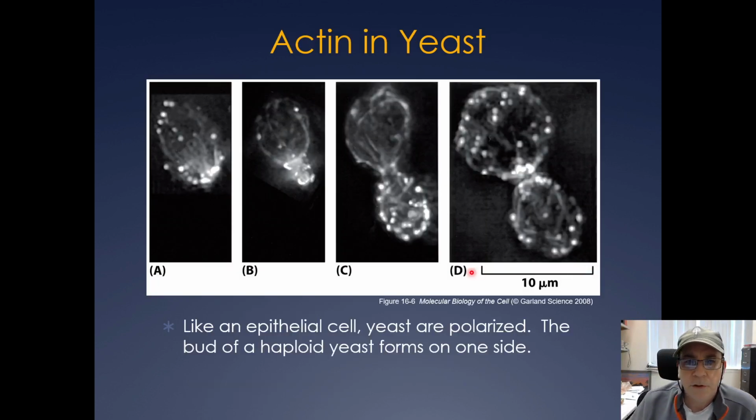Now, yeast are also polarized, especially haploid yeast, and you can see the actin stained here. The yeast forms these little buds during cell division, and you can see that the bud is growing, and the next bud will actually grow right alongside of it. And so the buds for a yeast, the daughter cells, form on one side of the cell, right adjacent to where the last yeast budded off.